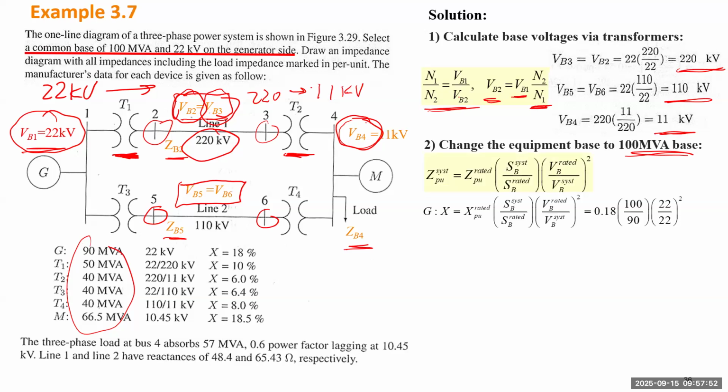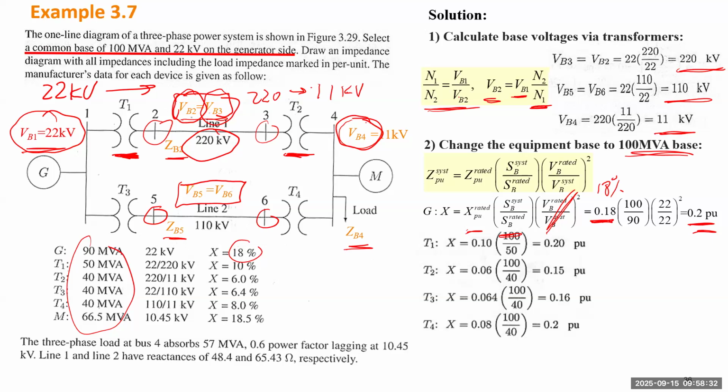So next we want to change the equipment base. We'll start from this formula. Here we just plug in the rated value and the common system base. For the generator, the voltage doesn't change, right? We only need to use the power to update the per unit value. So you see the per unit stays 0.18 for the voltage. The original 0.18 will change to 0.2 for the power. This 0.18 is from 18% on the nameplate, so now it becomes 0.2, 20% based on the new base.